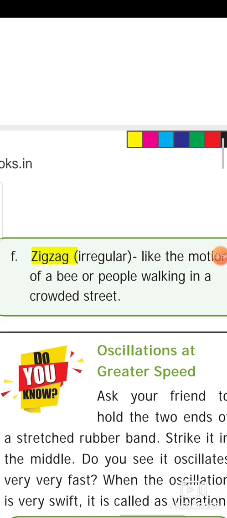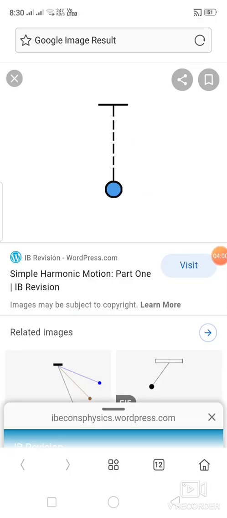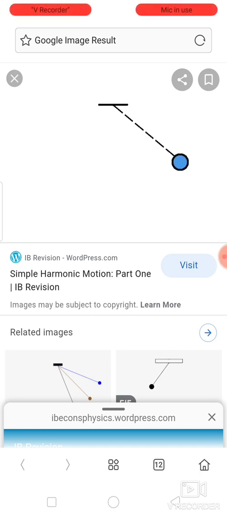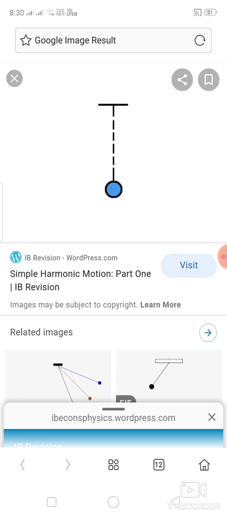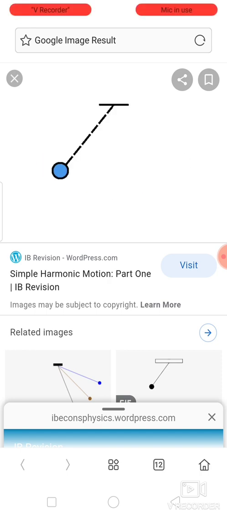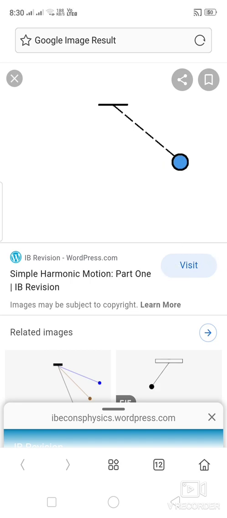So we are going to see examples of these different kinds of motion in a pictorial way. See, this is the example for oscillatory motion of a simple pendulum. The simple pendulum moves back and forth. It returns to the same position after a fixed time interval. So this pendulum motion is an example of oscillatory motion.